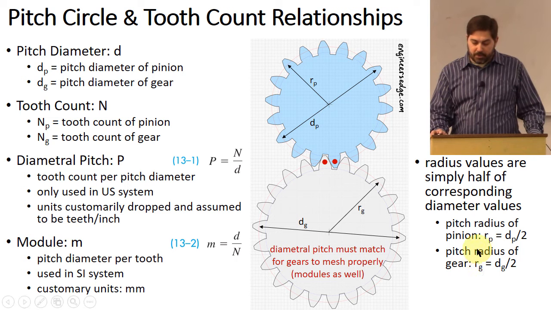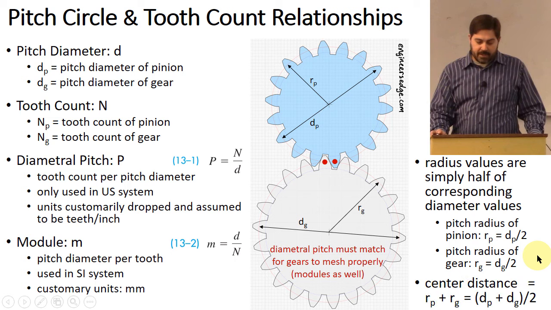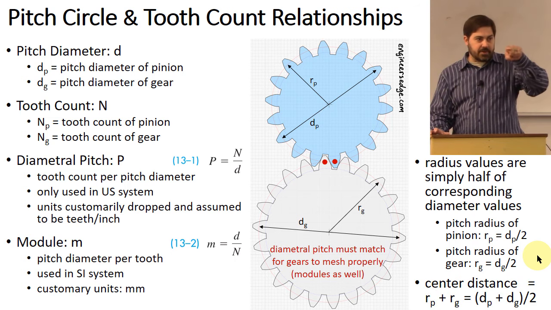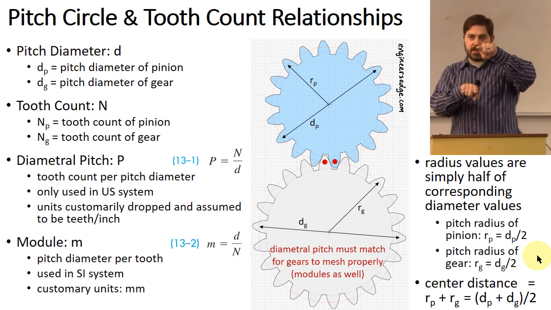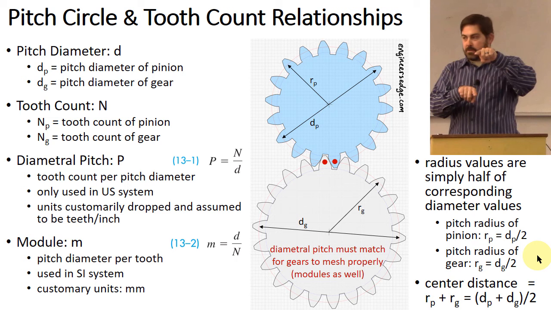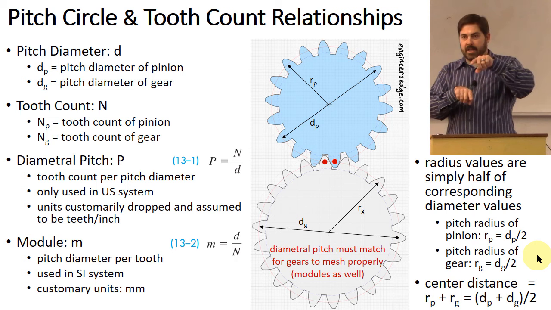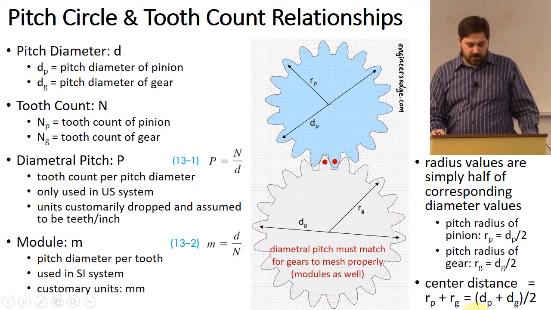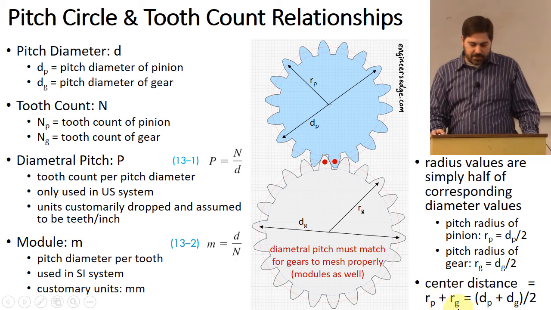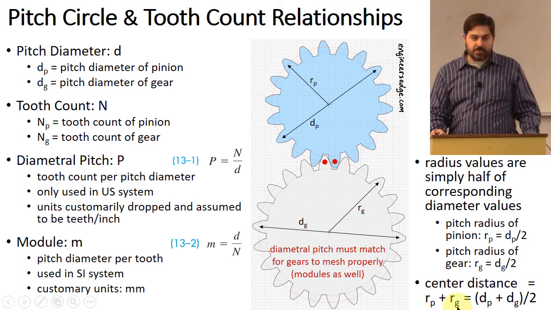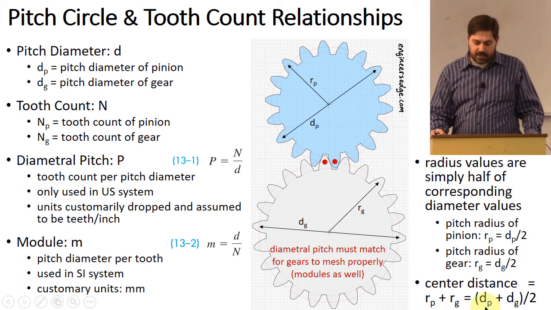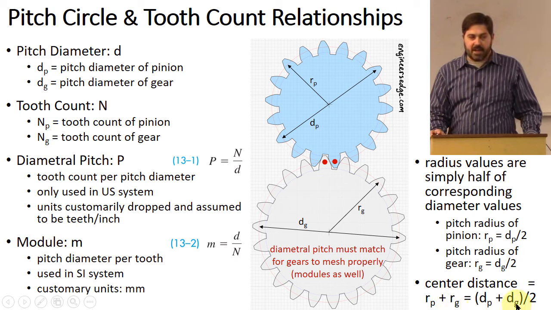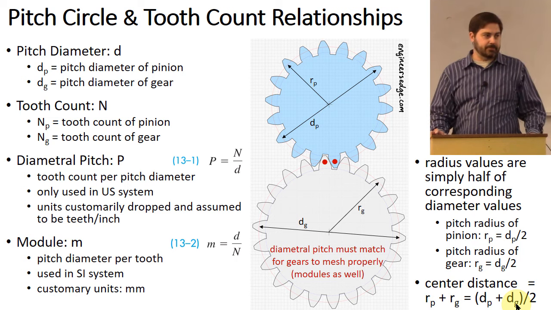This is important in multiple ways, but one is that sometimes you want to know the center distance between the axis of rotation of one gear and the axis of rotation of the other gear. That is just the sum of your pitch radii: the pitch radius of your pinion plus the pitch radius of your gear. That gives you the center distance you need for your gears. The other way to get that, if you don't want to first find the radius values, is to add together the pitch diameters and divide the result by 2.